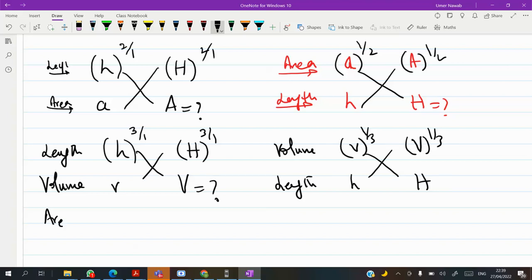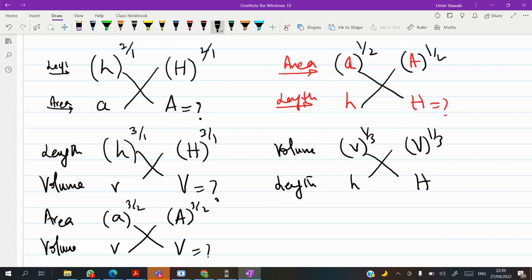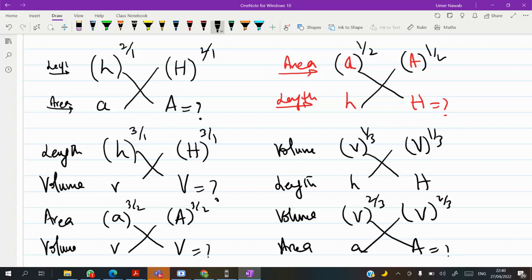Next, area versus volume. Now, if you have area and you have volume, and if you want to find volume here, then you write 3 over 2 and then do the cross multiplication. If volume is given and you want to find one of the areas, then this time you write 2 over 3 and do the cross multiplication.